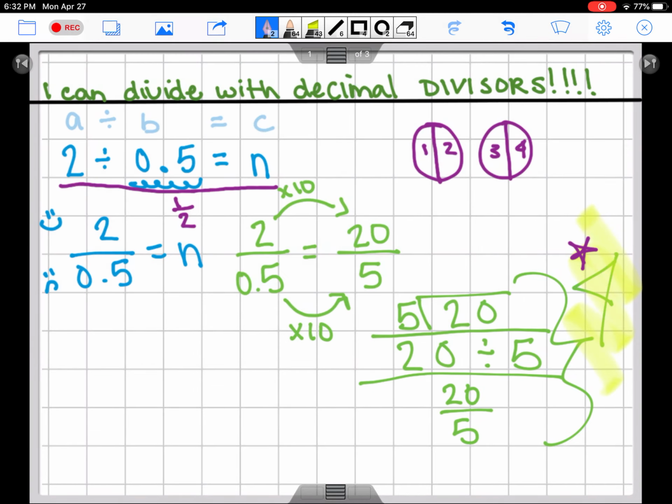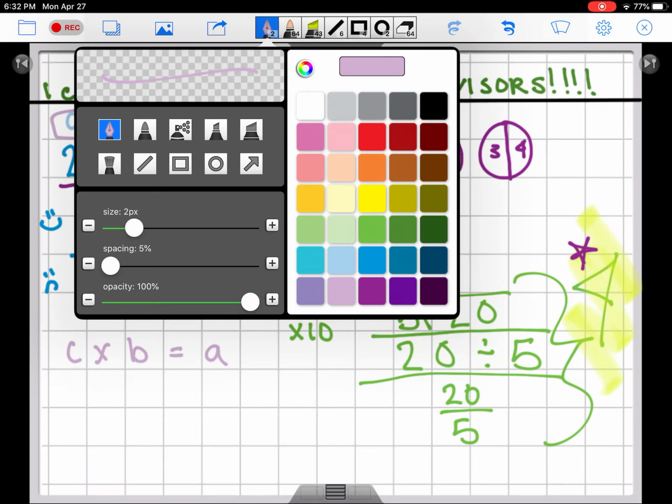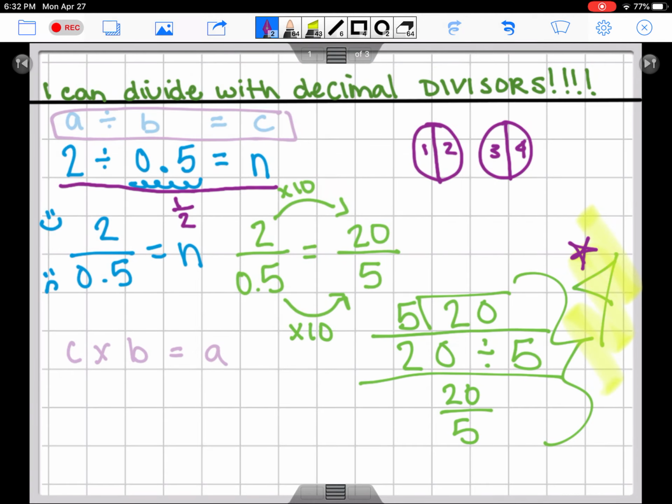Keep in mind that when we have A divided by B equals C, to check our work, we do C times B equals A. We always just go backwards. So we had 4 as our quotient here. So 4 times 5/10 should equal 2. Let's just check that really quickly.